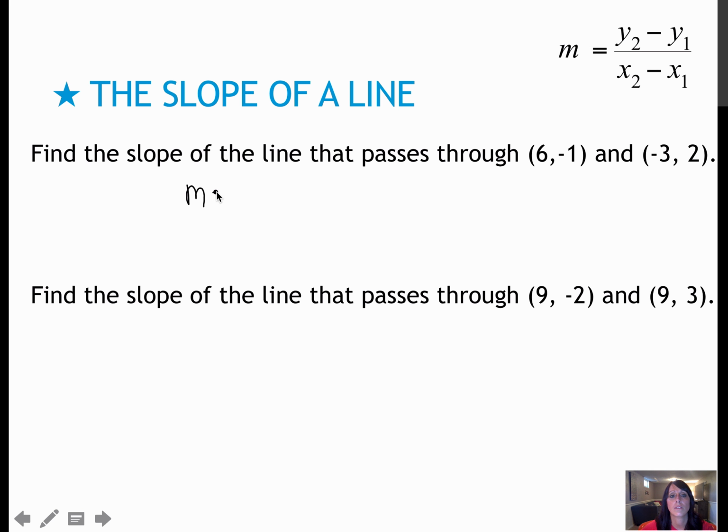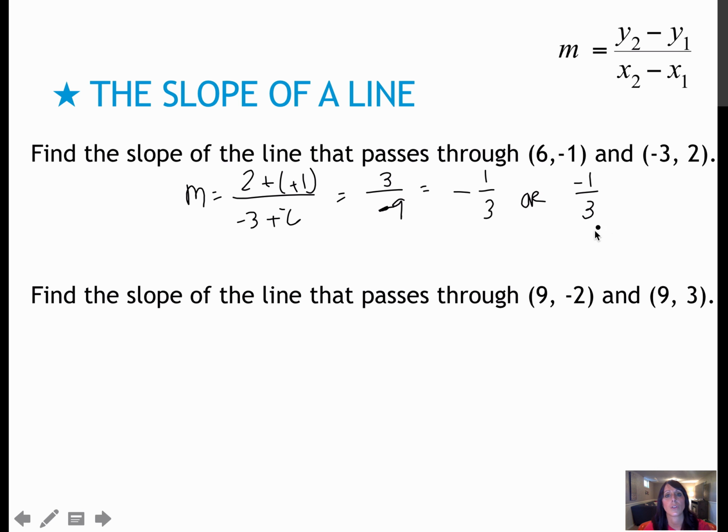For the first, I have 2 minus negative 1 over negative 3 minus 6. That gives me 3 over negative 9. We always reduce. 3 over 9 reduces to 1 over 3. Notice I just have the 1 negative, and so I can leave the negative out front. We typically don't leave it on the denominator, so I would write negative 1/3 like this, or I would write negative 1 over 3. For the second, my slope is 3 minus negative 2 over 9 minus 9, which gives me 5 over 0, which means my slope is undefined.